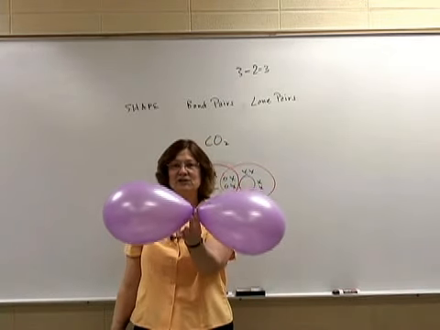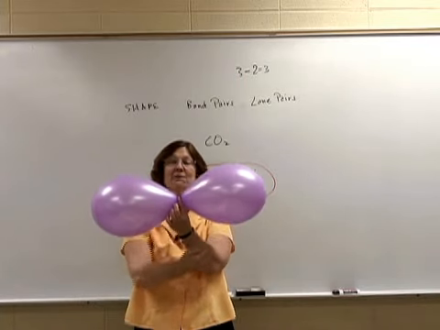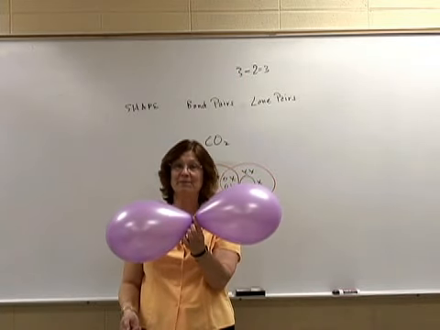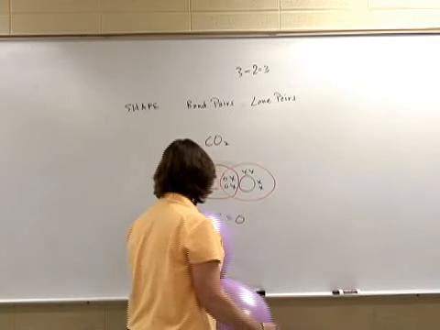So here we have the shape. Here is one of the nuclei, and here is one of the nuclei. And when you look at the geometry of the shape, it is a straight line. And therefore, this one is called linear.